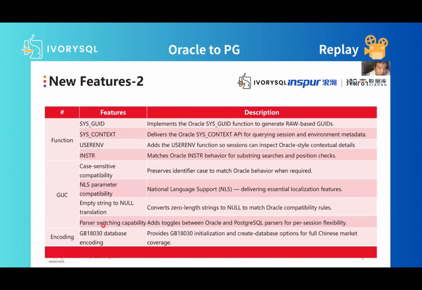So let's say the GB 18030. GB 18030 is China's official encoding standard. Now we support it in both server side and the client side. For the client side feature, it landed in the Postgres master branch, and it will be available in the next Postgres release 19.